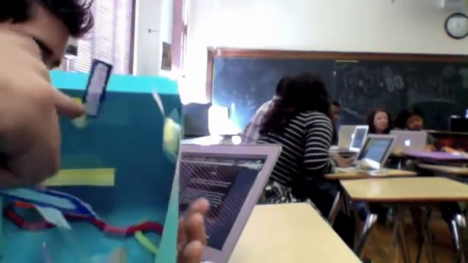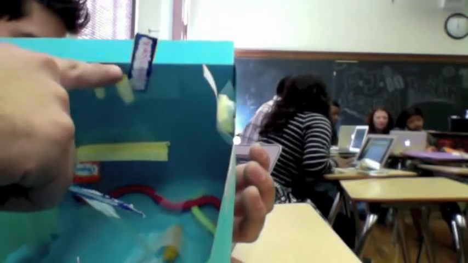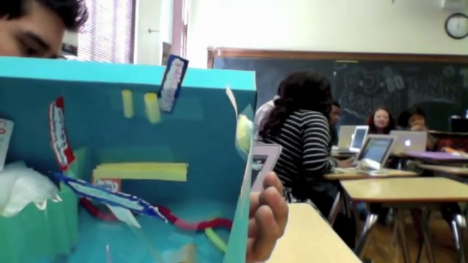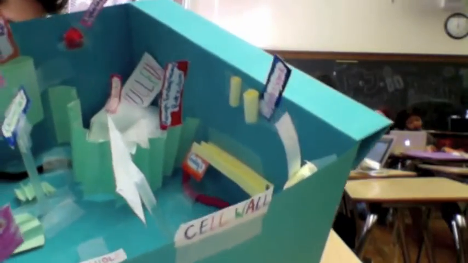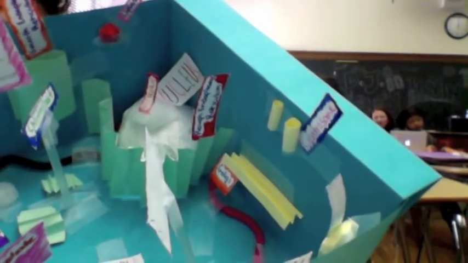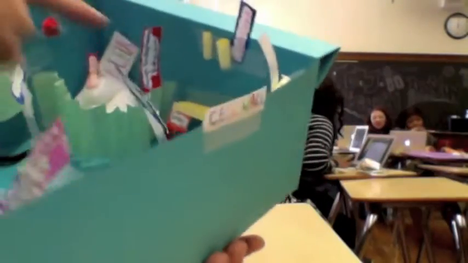Now, these right here are centrosomes. Centrosomes are the microtubule organizing center, MTOC. It is an area in the cell where microtubules are produced.